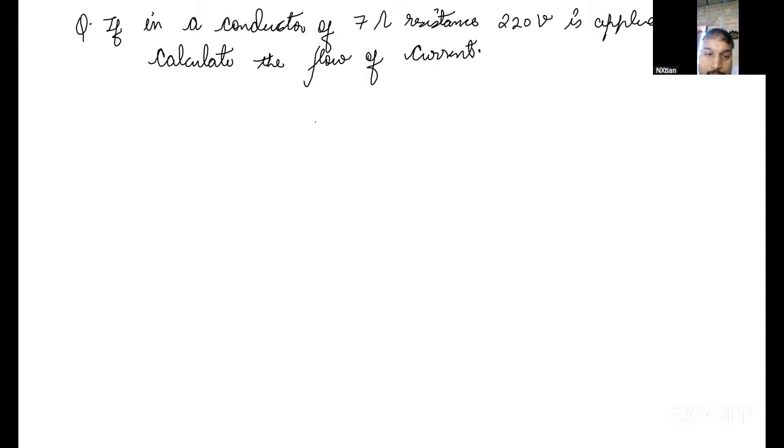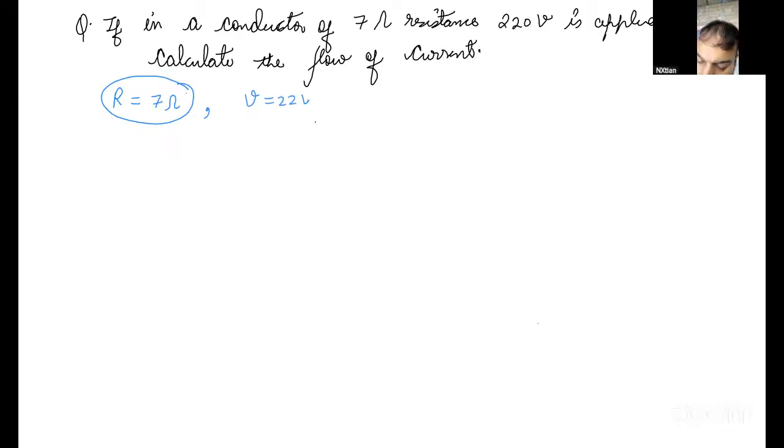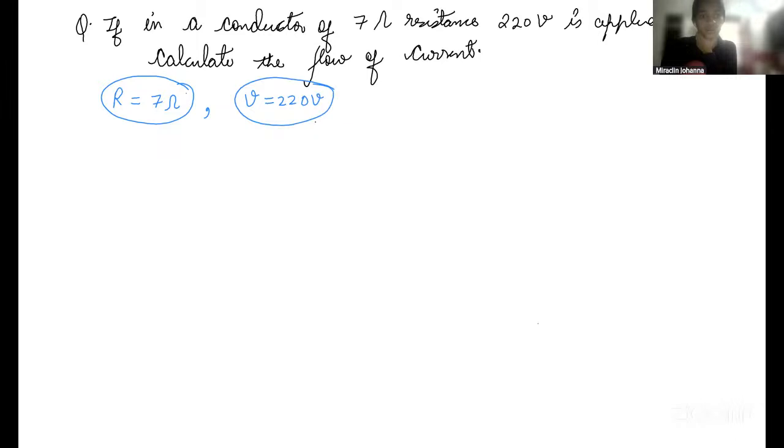So first of all, you have to tell me what is given in the question. The resistance R, which is 7 ohm. Very good. Then the voltage, 220 volt. 220 volt is given. Very good. Now what we have to find is the flow of current.